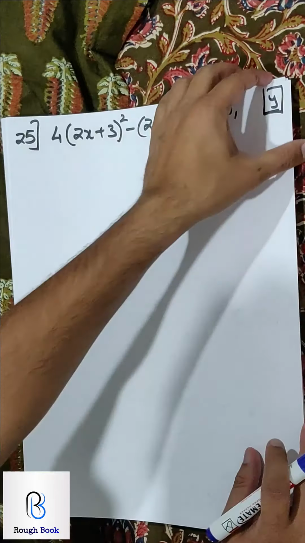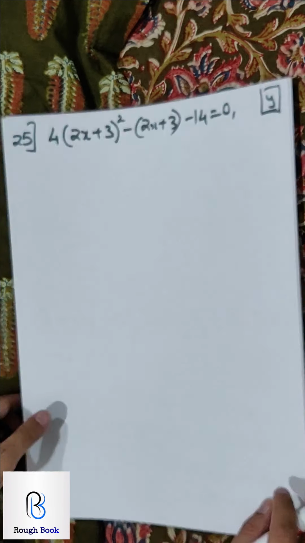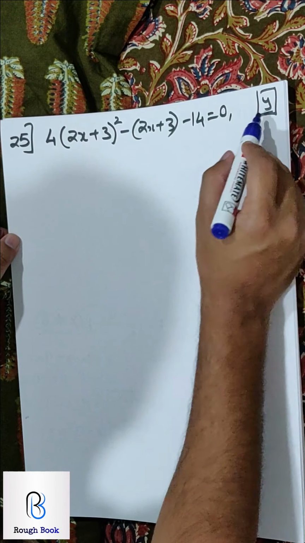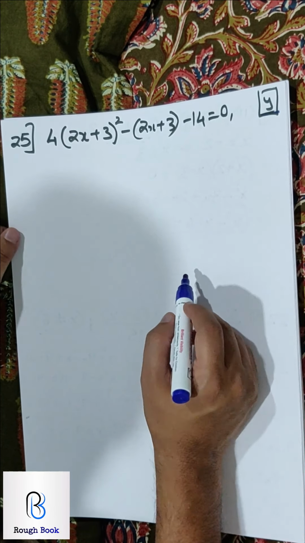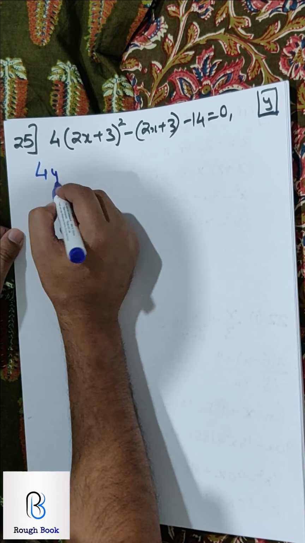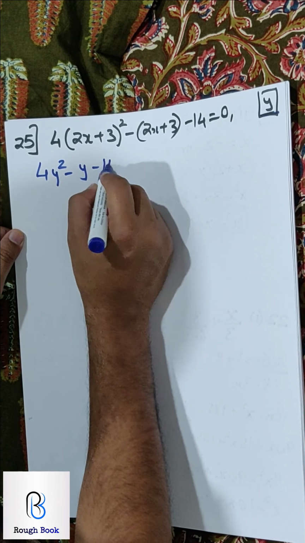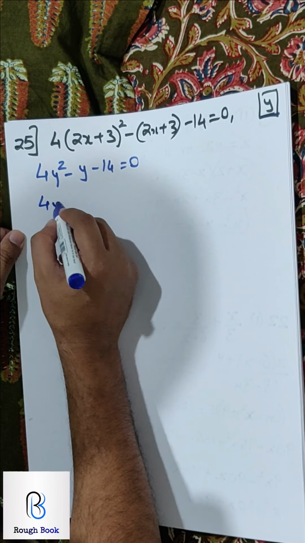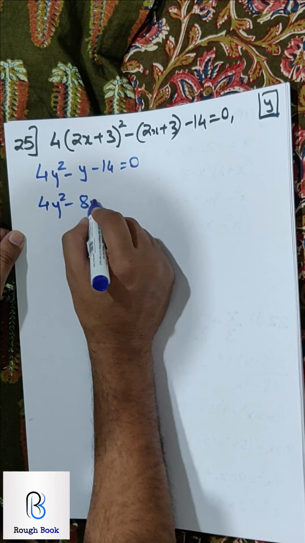25. Come on, go ahead. Stop copying from here, guys. Go ahead on your own. This is similar to the previous one we did. Assume this as y, is what they say. So 4y square minus y minus 14 equals 0. So splitting the middle term for 56, 8 and 7.